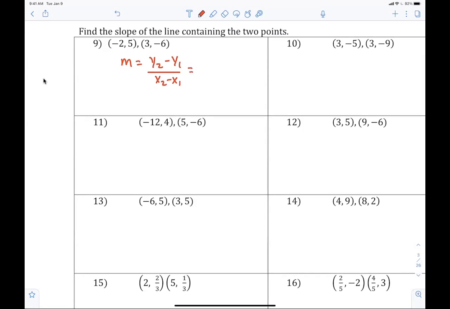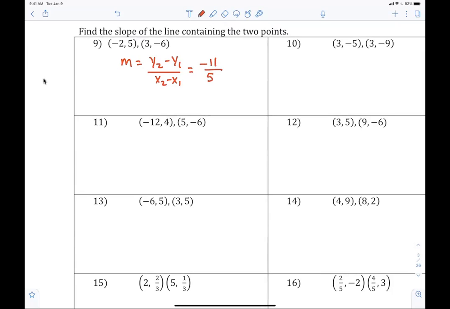Now, because we are all good at math, practice your mental math right now. So number 9, does it matter if you go -6 minus 5 or 5 minus -6? Does it matter? No, because we just demonstrated that above. If we pick the left point and the right point, or the right point and the left point, we're always going to get the same slope. So it doesn't matter. So here, if we go -6 minus 5, what is that? -11 over 3 minus -2, which is what? I think everybody can do that.